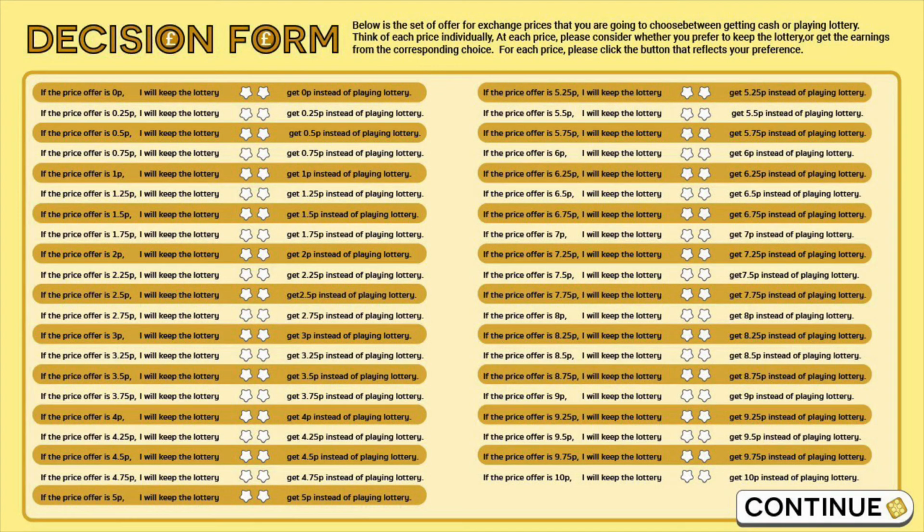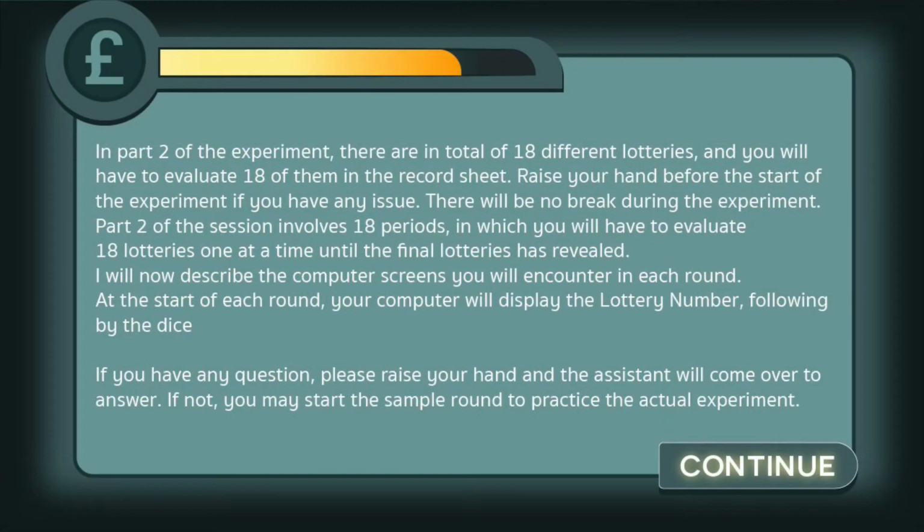So, here's the decision sheet containing the set of questions you will have to answer. You will have to circle the lottery up until the amount that you wish to receive the cash. After you switch from the lottery to cash, you may not deviate back to the lottery again. Please click continue. In part 2 of the experiment, there are in total 18 different lotteries, and you will have to evaluate 18 of them in the record sheet. Raise your hand before the start of the experiment if you have any issue. There will be no break during the experiment.